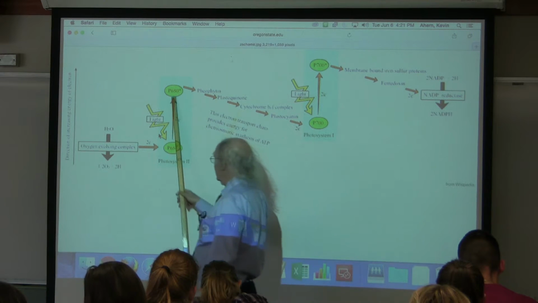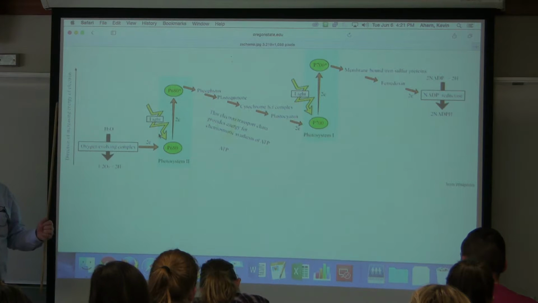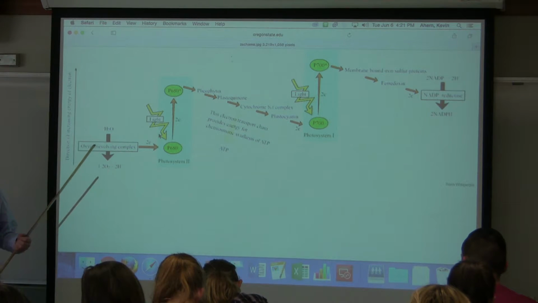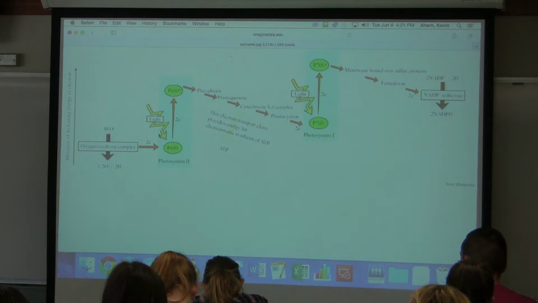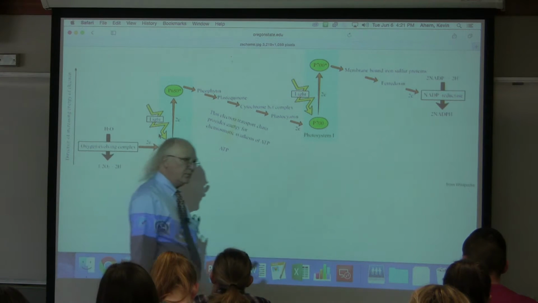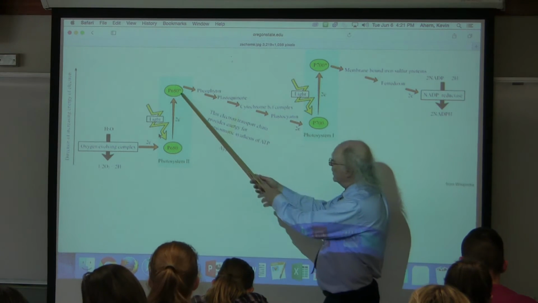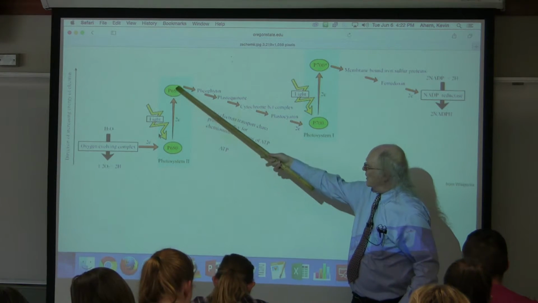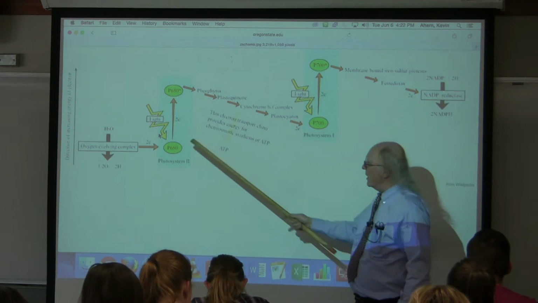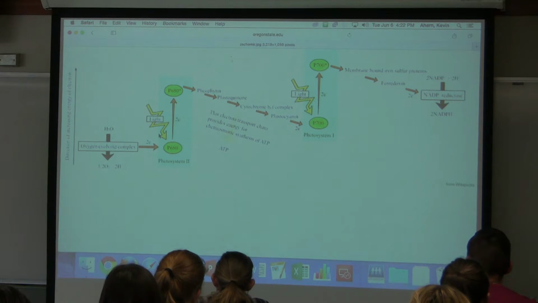This electron leaves this photosystem right here. Well, if an electron leaves, what does it leave behind? It leaves behind a hole. And what wants to fill that hole? Another electron. Well, this electron is getting ready to go through this whole scheme. It's actually a pair of electrons, but this pair of electrons is going to go through this whole scheme. There's nothing that's going to bring it back.